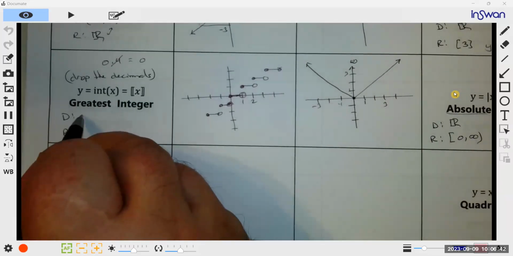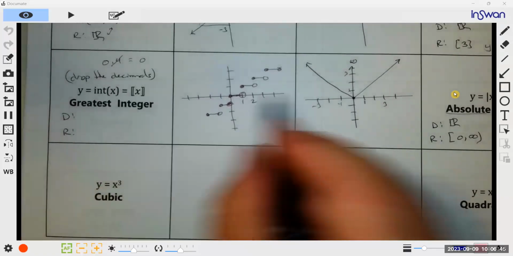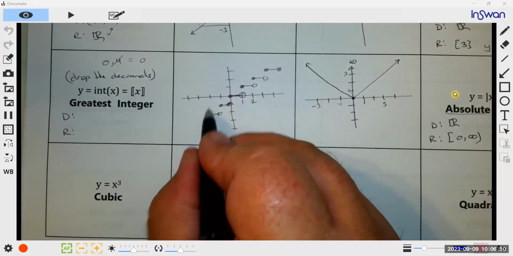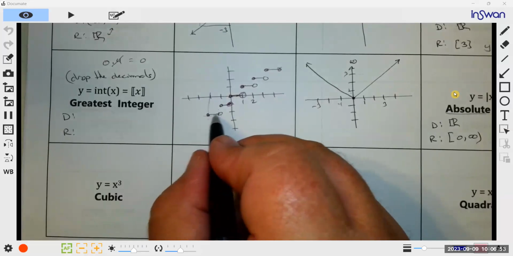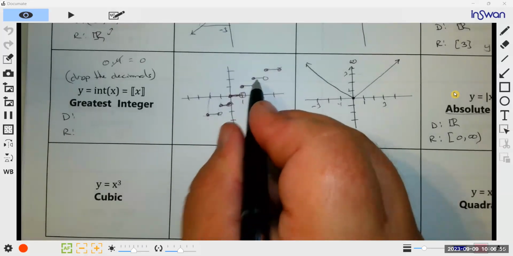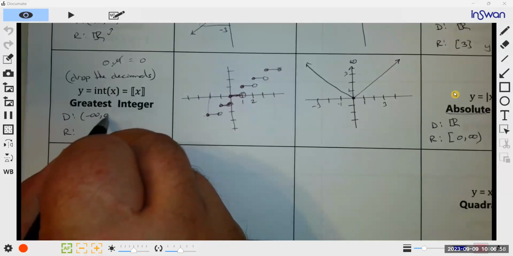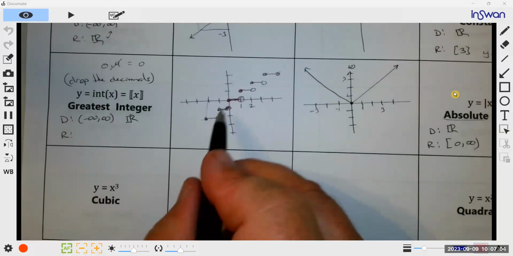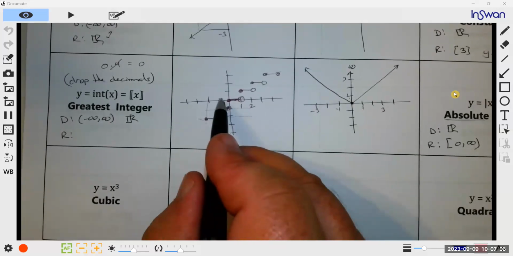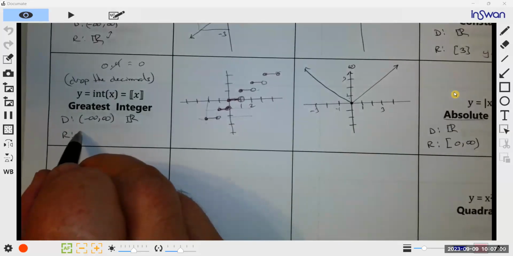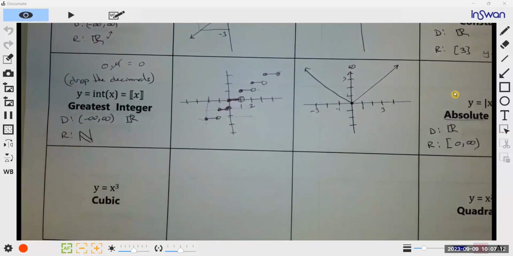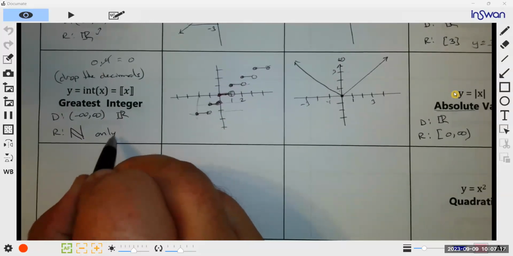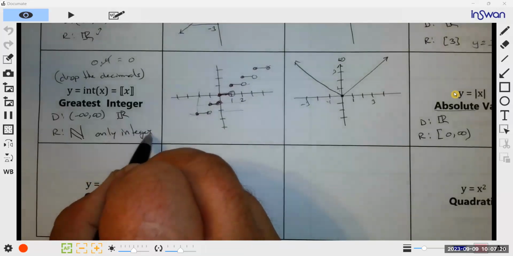So the domain goes on because every one of these lines is connected. It stops here, it starts here, it includes that one. It goes to here, but as soon as it gets there, it jumps there. It jumps there. It jumps there. So this one goes from negative infinity to positive infinity. It's all real numbers. But since the y values can only be integers, we use the symbol for integers. Only integers.